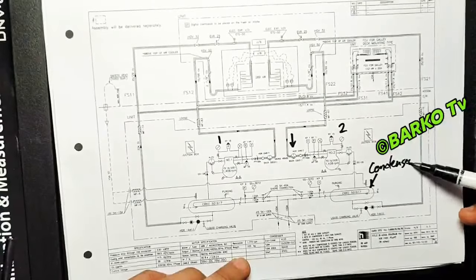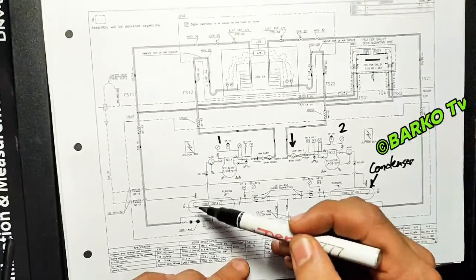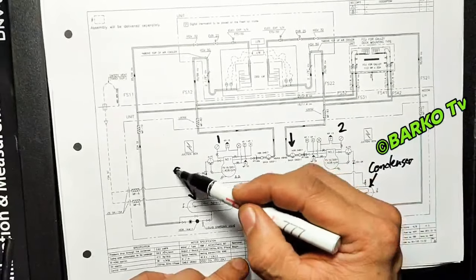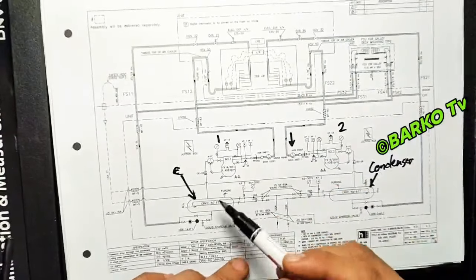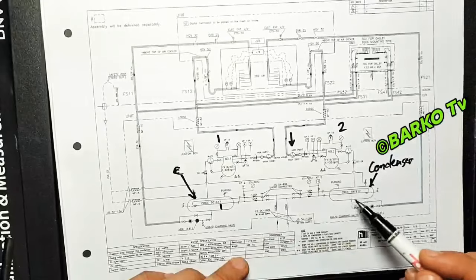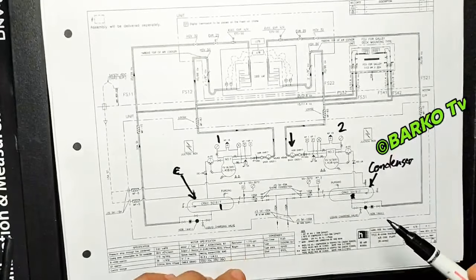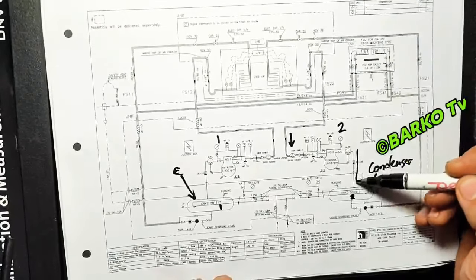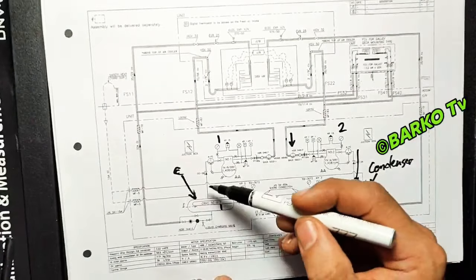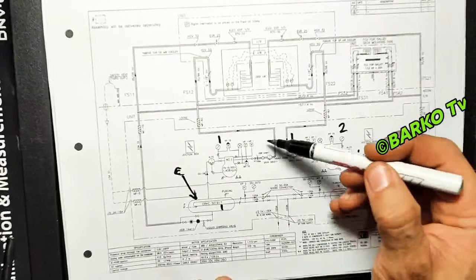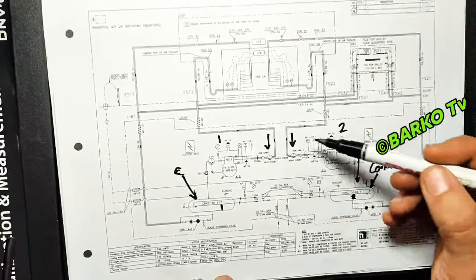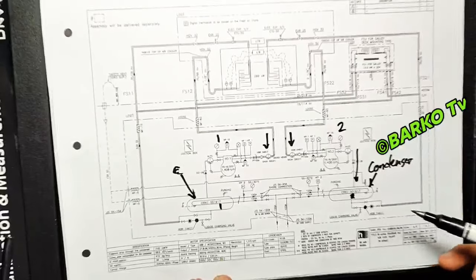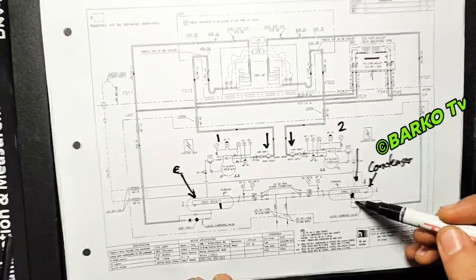This is condenser slash receiver. Same at number one, this is condenser and receiver. Receiver means that it receives the freon, the refrigerant. The receiver stores the refrigerant.